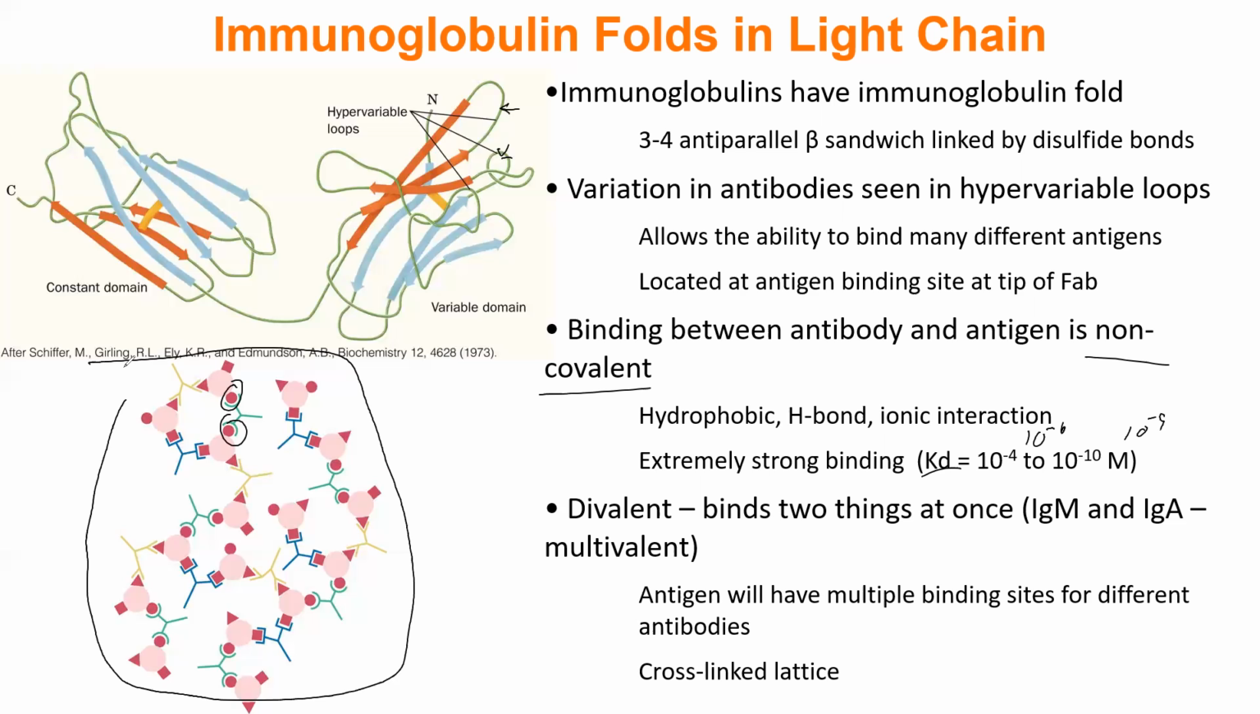Your other antibodies are multivalent. So you have some antibodies that have 5 heads and can combine 5 things at once. And again, you're just making this whole lattice. But yeah, the important thing to remember here are your variable and constant domains, your hypervariable loop.